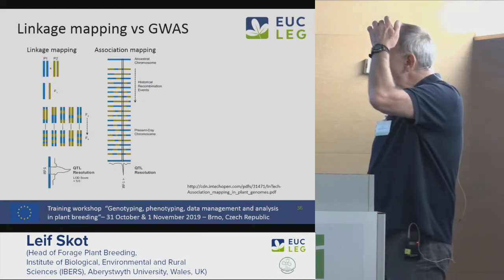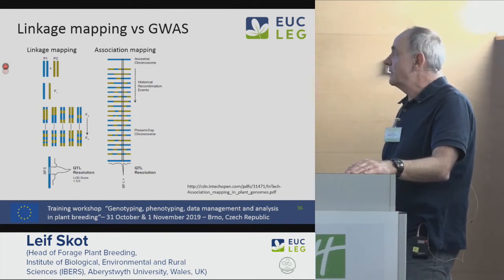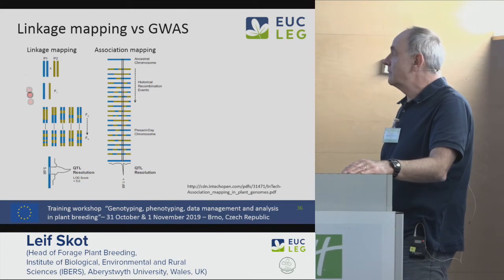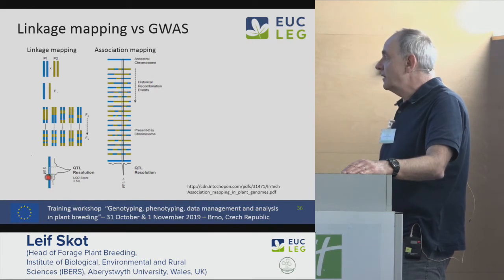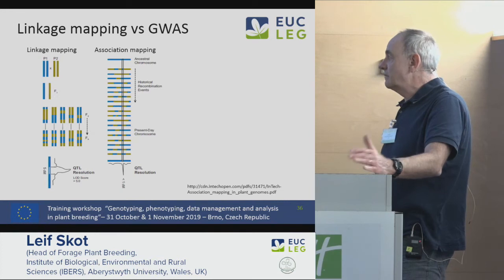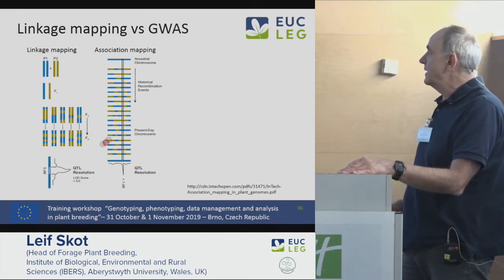So on the left you have linkage mapping, the traditional version of creating an F2 and then recombinant inbred lines, and then you get a sort of QTL resolution. That's sort of in that region, perhaps, as an example.